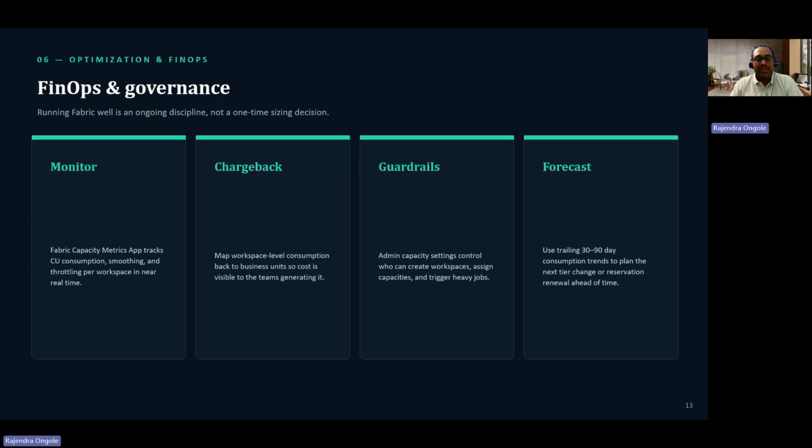Guardrails, admin capacity settings: we can check the workspace assigning capacities and trigger if there is any heavy workload and jobs. Forecasting for the next 30 to 90 days. Trends we can observe as per the reserved capacity. This is how we will optimize it and govern the future prospect as well.